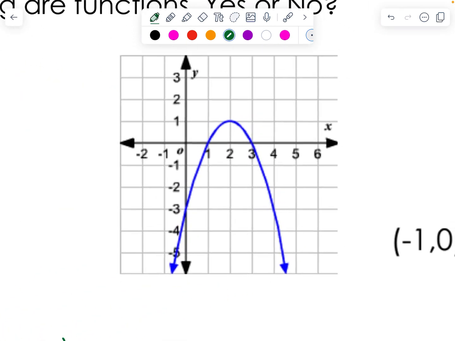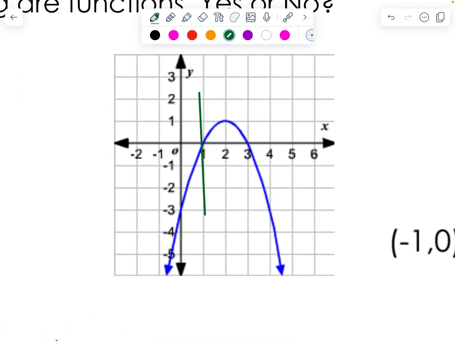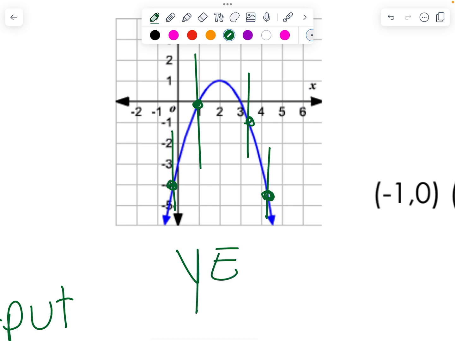If you're given a graph, we would use vertical lines. Every vertical line should only touch the graph one time, which for this graph, each line only crosses once. So this one is a function.